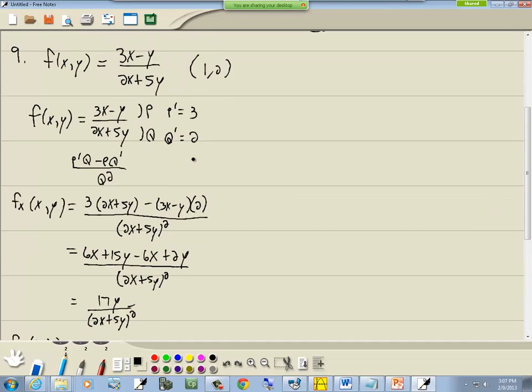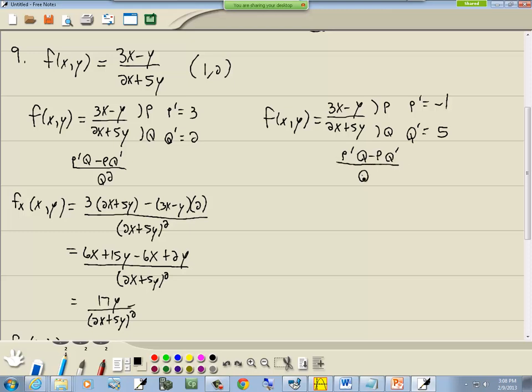That looks right. Okay, let's find the partial with respect to y. So we're going to have f of x, y is equal to 3x minus y over 2x plus 5y. Quotient rule. So again, top is p, bottom is q. P prime, the derivative of 3x minus y with respect to y, is going to be negative 1. And for q prime, the derivative of 2x plus 5y with respect to y is going to give us 5. So we've got p prime q minus p q prime over q squared.